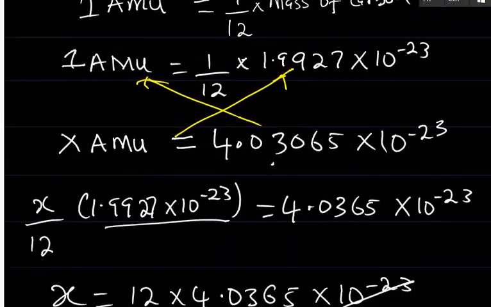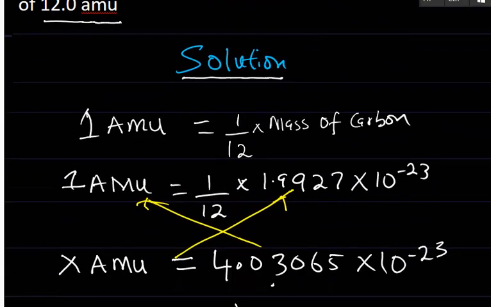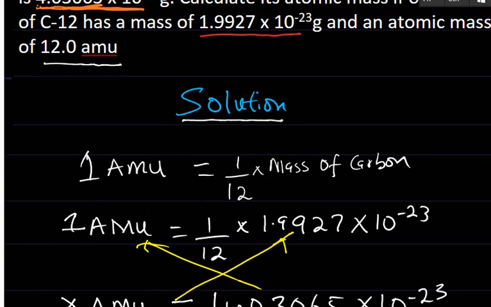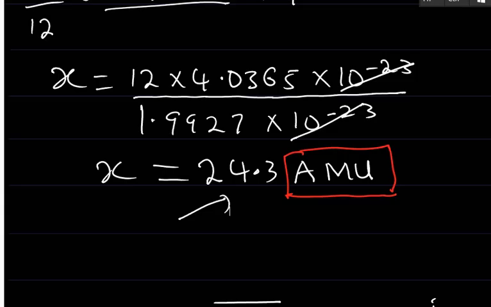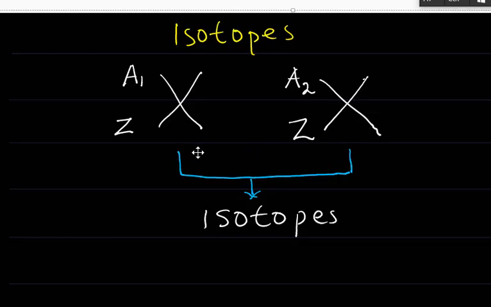So it's actually based on proportion, comparing the one AMU, which is 1/12 of the mass of carbon, to the mass that you want to convert. I hope that is well understood. Please take note of this as we look at the next subtopic, which is isotopes.